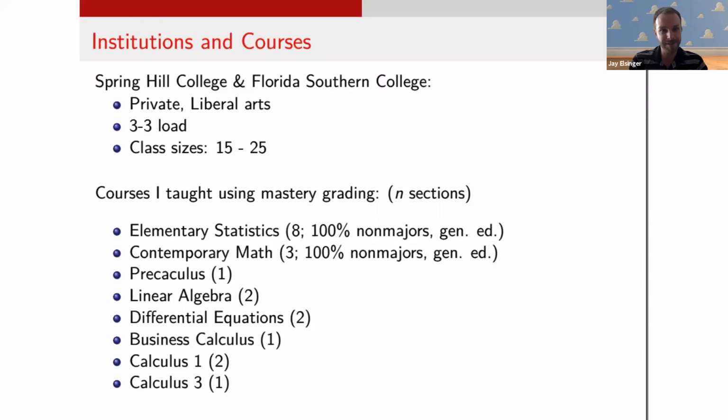I'm Jason Elsinger, and I'm a mathematics professor at Florida Southern College. I was also previously at Spring Hill College in Alabama, and both are private liberal arts schools. Class sizes are fairly small, for me not usually much bigger than 25 or 30. Currently, I teach 3 classes each semester, and in each class now I use mastery-based grading.